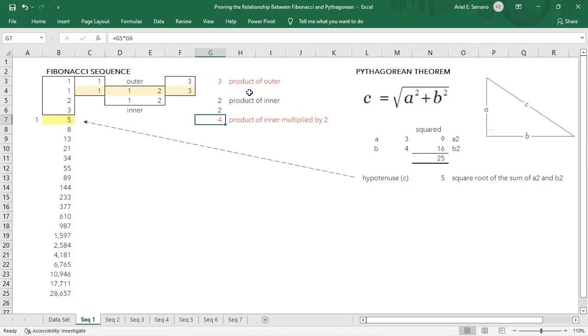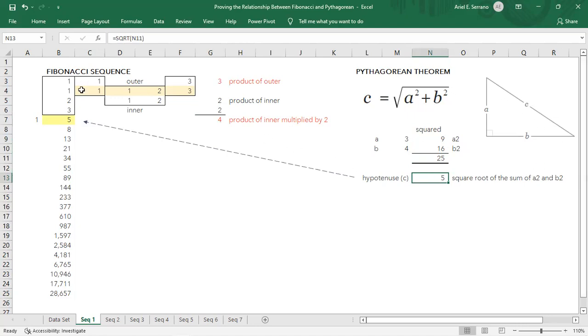Kung titignan po ninyo, if we get A, what do you call this? Gamitin natin yung 3 as A, i-substitute natin. That's the term that I want to say kanina. If we substitute 3 sa A and we substitute 4 sa B, we will get A squared as 9 and then B squared as 16. Pag inadd natin ito, we will get 25. And then we will get the square root of 25. Definitely, the answer is 5. And this is your hypotenuse.